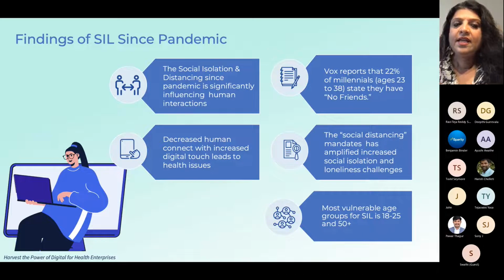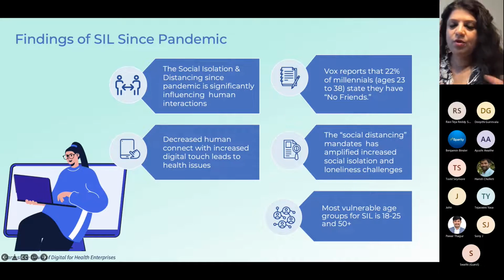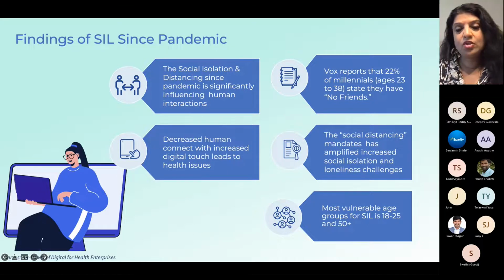Okay. Next is, what are the findings since the onset of the pandemic that the world has noticed? Some of these facts were eye-opening for me. So I'm not going to read through all of them. I'm just going to point out a couple that I thought were very interesting. One was this Vox report that said that about 22% of the millennials, which is the ages between 23 and 38, it's a big age span, right?